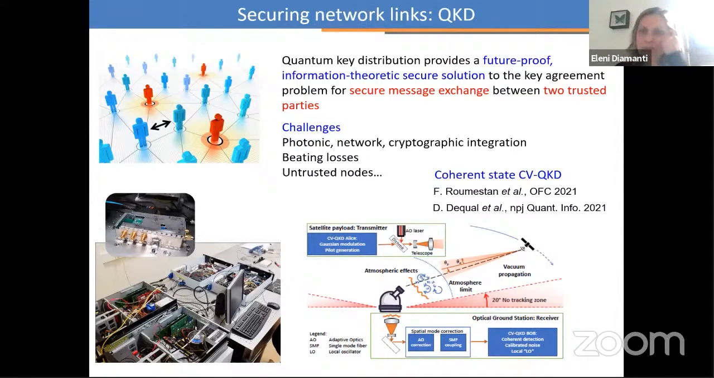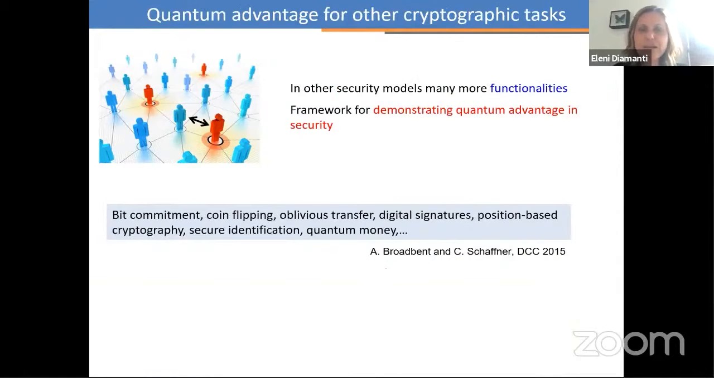I'm going to move on now to a few other cryptographic tasks, in different security models where we need to consider, for example, malicious partners, and there it opens the door to many more functionalities which can be interesting for general networks, and they typically provide a nice framework for demonstrating quantum advantage in security. Okay, so there is a selection of protocols that you see here. They look a bit like a catalog, but actually each one of them is very important for achieving more and more increasingly complex tasks in a network.